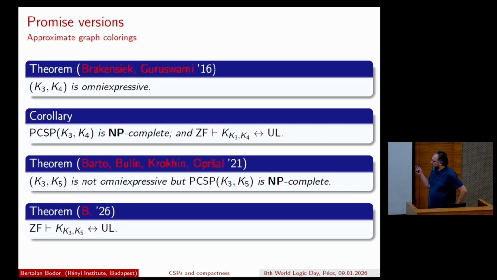And I would expect the audience to ask what happens for K3, K6, and the short answer is that we don't know anything for those templates. Neither in terms of the complexity of the promise CSP, nor in terms of the strength of the compactness principle. And the obvious conjecture is that it's still equivalent, or still hard in the case of PCSPs.